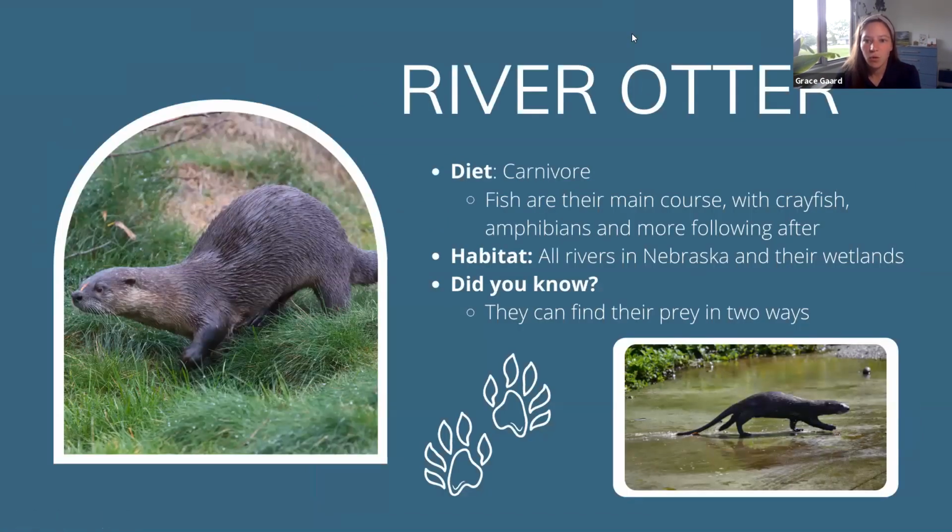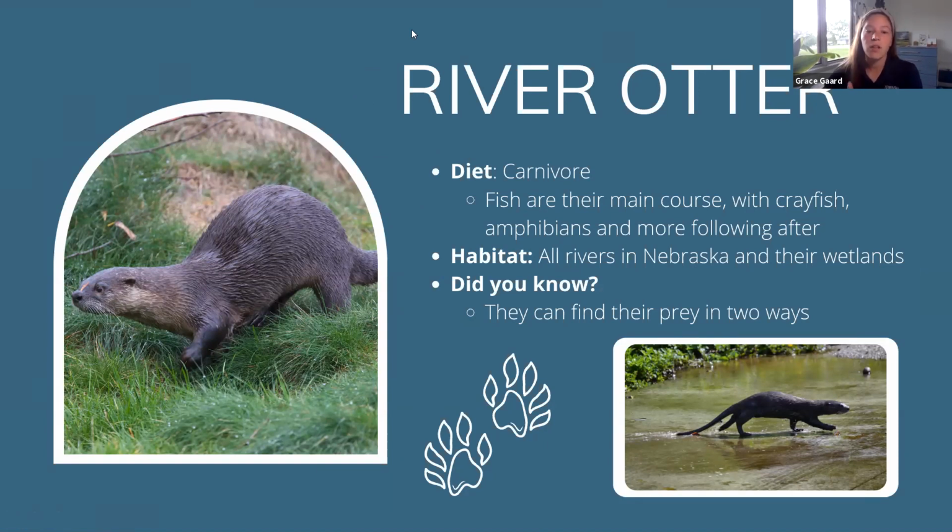Another species that I, of course, can't leave out is the river otter. This is a carnivorous species. Fish are the main thing that they would eat, but they also eat crayfish, amphibians, mammals, even a small bird. They're pretty predatory animals. I know even sometimes our fish hatcheries have issues with them.